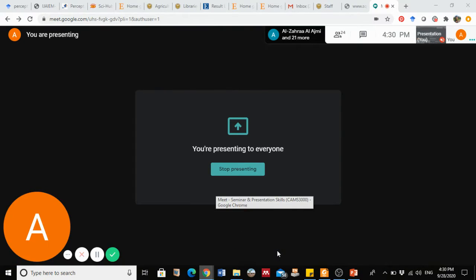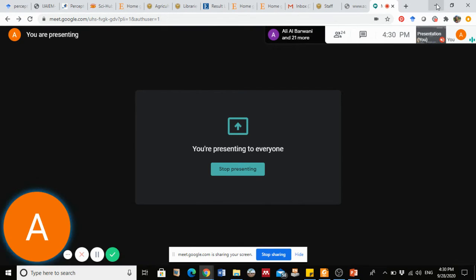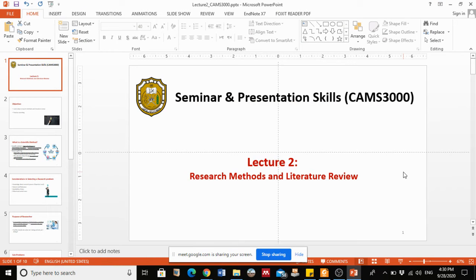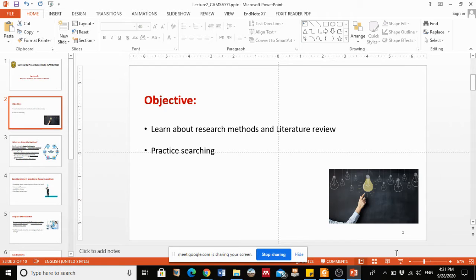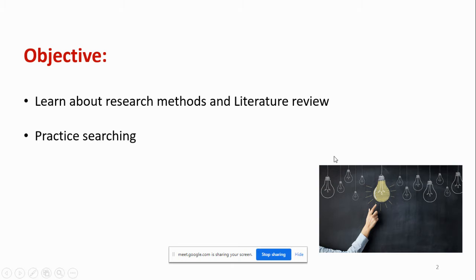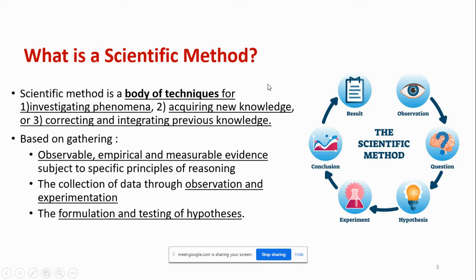What we are going to take today is basically we're going to build on what we started last lecture, which is to learn about a research method, literature review, and we're going to have a little exercise practicing and doing some little googling to understand the concept. So what is a scientific method, and how is a scientific method useful to do your research? Let me start with this.